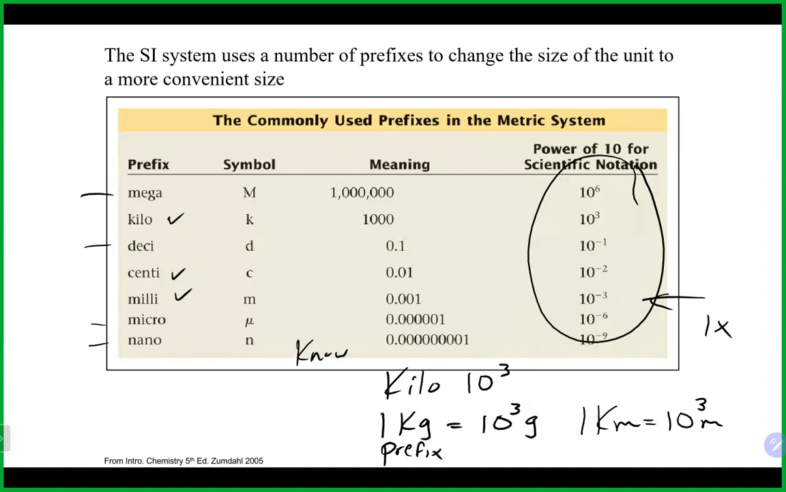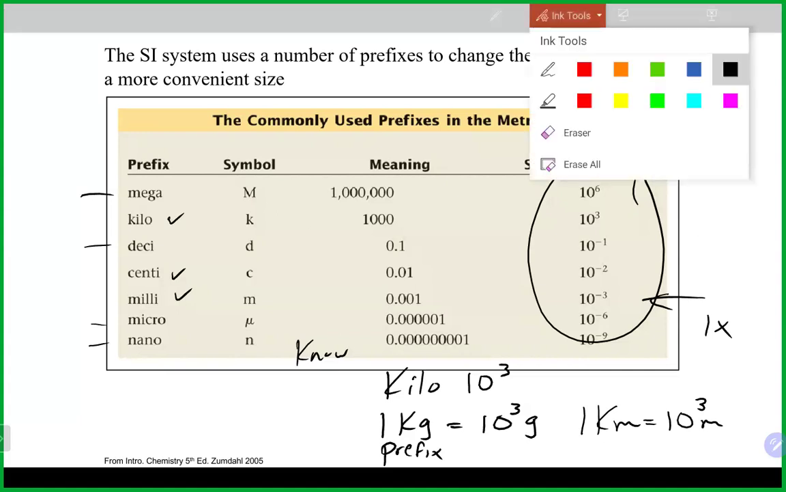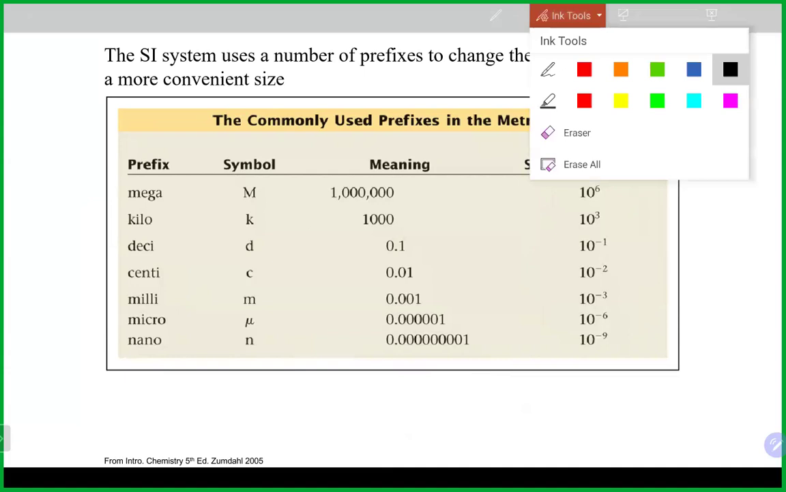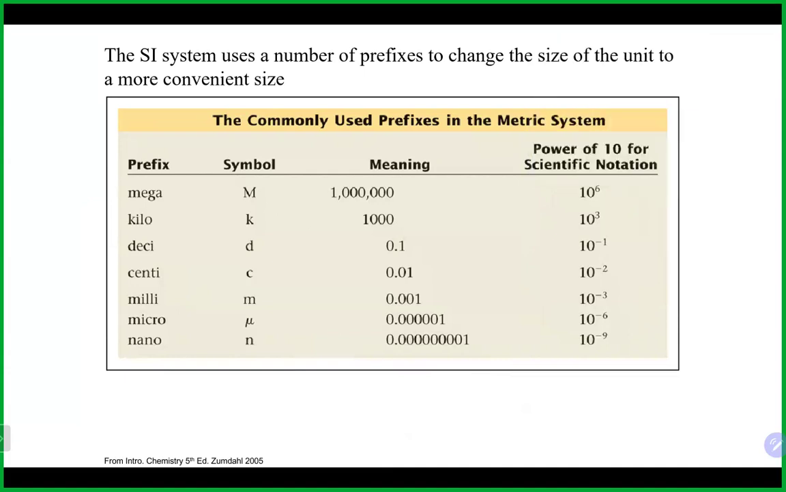By the way, if you do have a prefix to prefix conversion, you really should a lot of times go back to the base unit, and then go from the base unit to the next prefix. So for example, let's say I had 5.2 kilometers and I want to know how many centimeters that is.